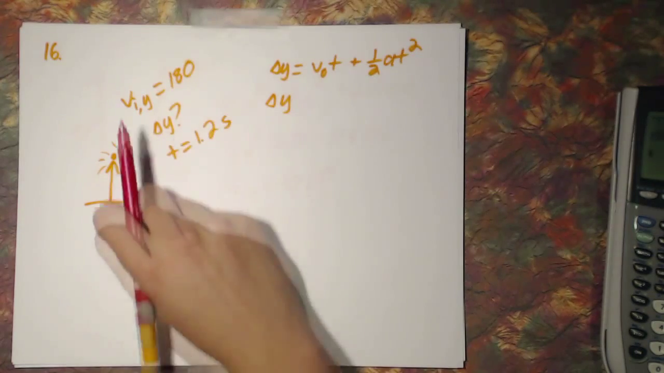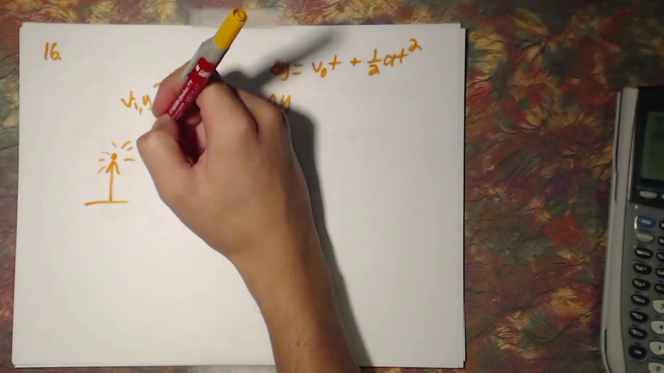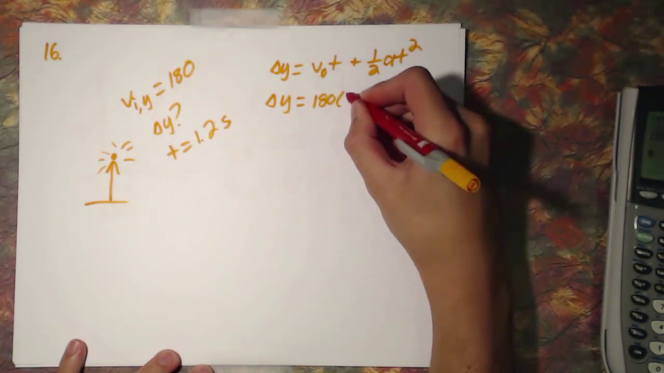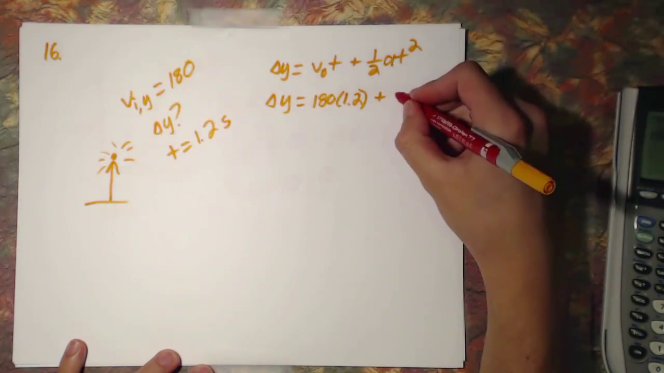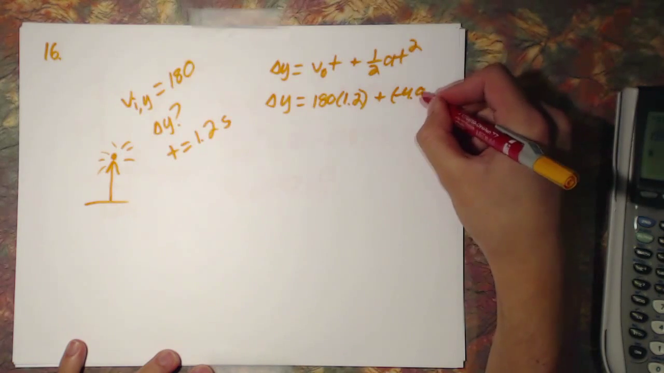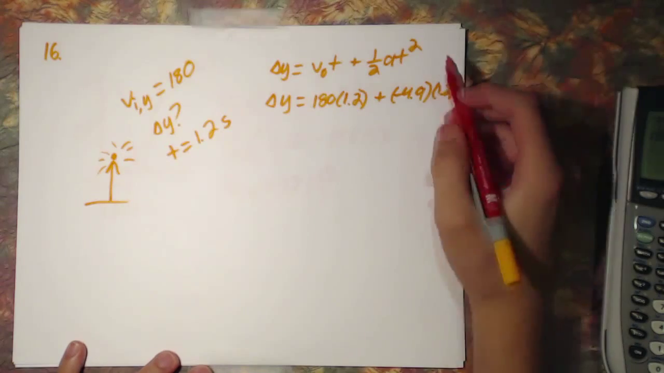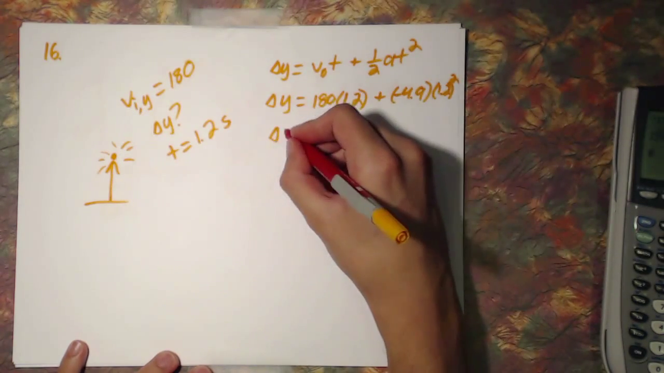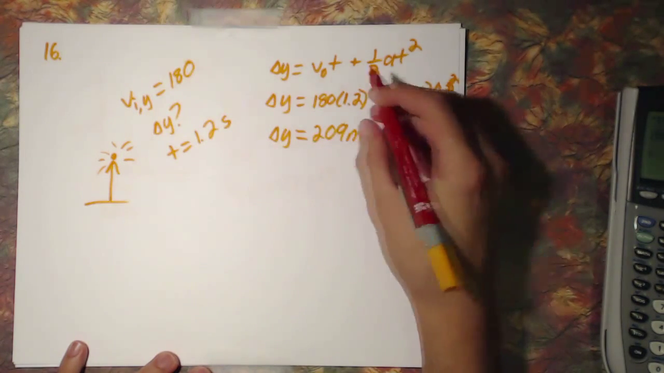That means initially it's moving up, as opposed to the rest of the problems we've been doing, where initially it's just dropped. So 180 times 1.2 plus 1/2 a, which is negative 4.9, times 1.2 squared. You just plug that all into your calculator, add it up, and you should get delta y equals 209 meters.